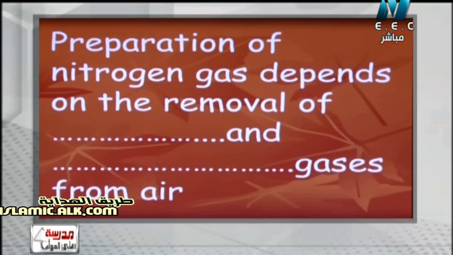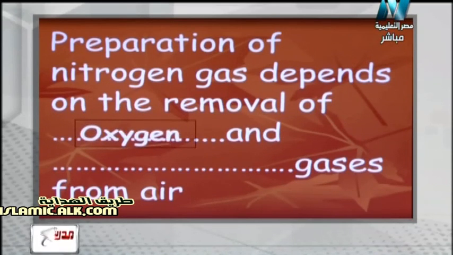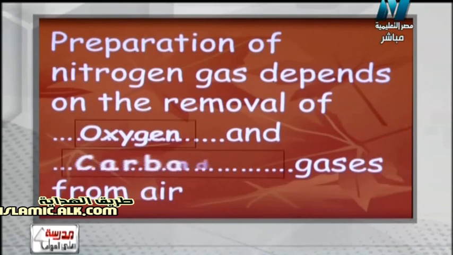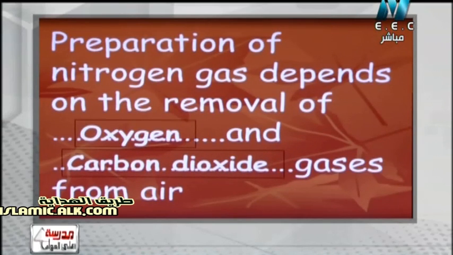Surely we know that air contains nitrogen, oxygen, and carbon dioxide. So if we have removed, لو شلنا من الهواء oxygen gas and carbon dioxide gas, at last we will have nitrogen gas. So here preparation of nitrogen gas depends on the removal of oxygen gas and also carbon dioxide gas from air. So if I removed لو شلنا من الهواء الأكسجين والcarbon dioxide, at last we will have nitrogen gas. So the preparation of nitrogen gas depends on the removal of oxygen and carbon dioxide gases from air.